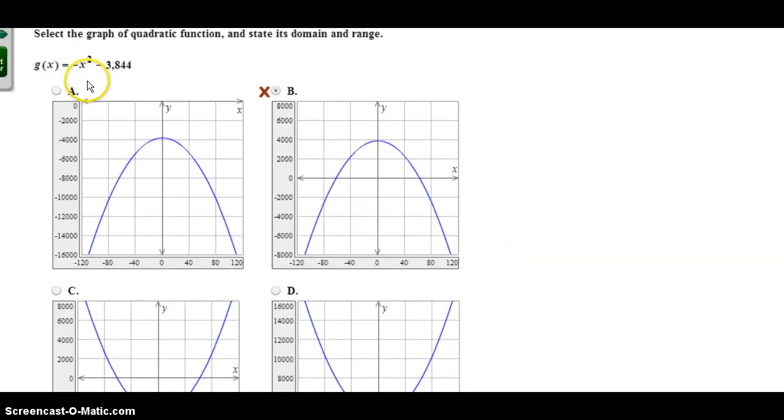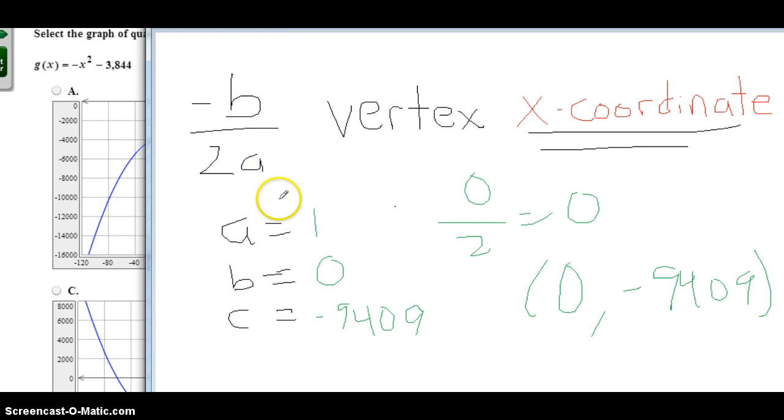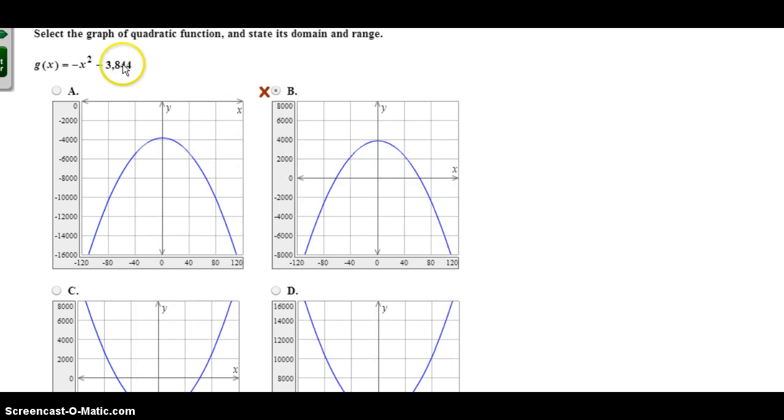And to go through this one quick, it's going to open downward because there's a negative in front of x squared, so it's either this or this. C and D are ruled out. And if you did that whole thing we just did for the last problem, you would get 0 and then negative 3844. So we're looking for the graph that has the vertex at negative 3844, and it's this one. This one's at positive 3844.